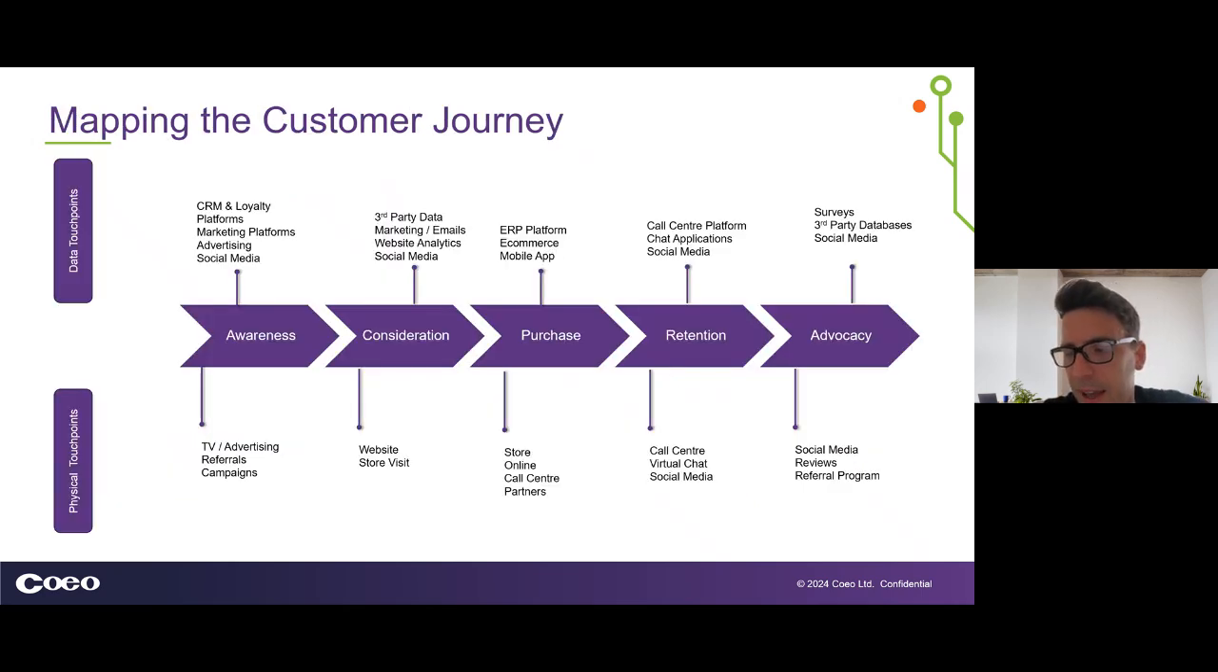So if we start to look at that and map that across the customer journey, we've got two key areas. We've got the data touch points, which we'll touch on, and we've got the physical touch points, how the customer interacts with us along the journey.